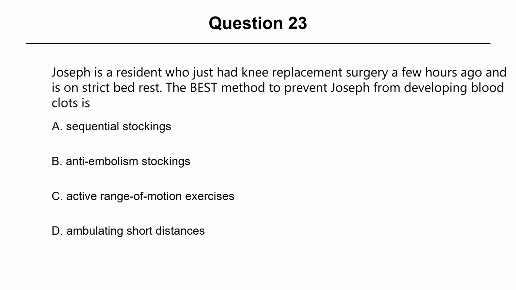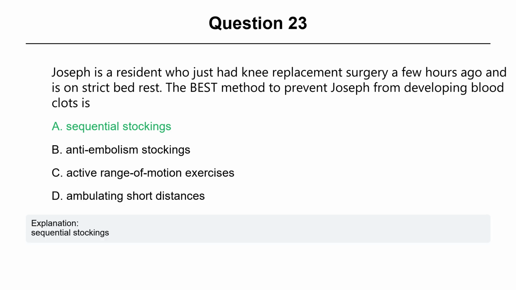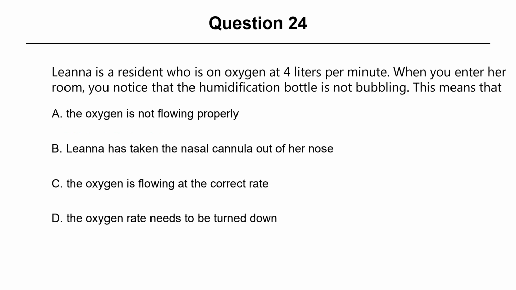Question 23. Joseph is a resident who just had knee replacement surgery a few hours ago and is on strict bed rest. The best method to prevent Joseph from developing blood clots is option A, sequential stockings. Option B, antiembolism stockings. Option C, active range of motion exercises. Option D, ambulating short distances. The correct answer is option A, sequential stockings.